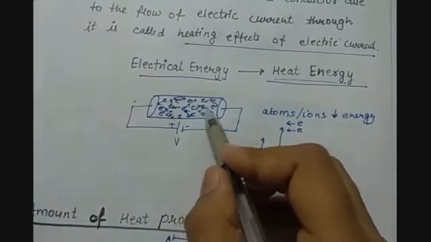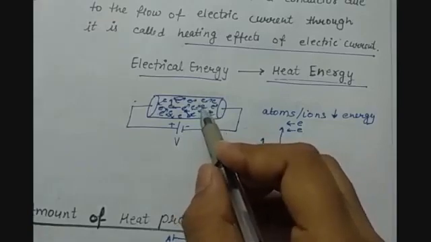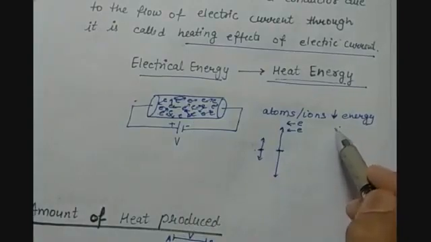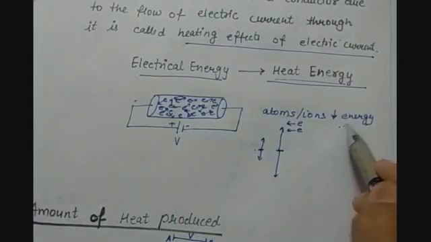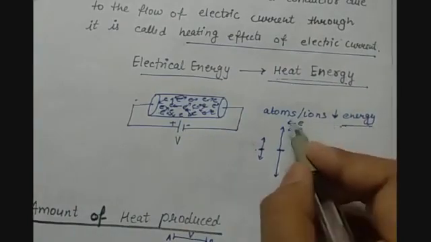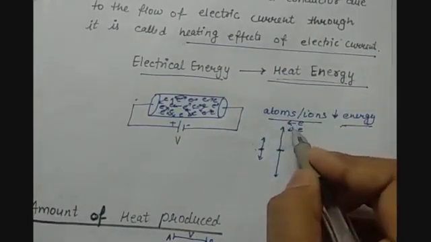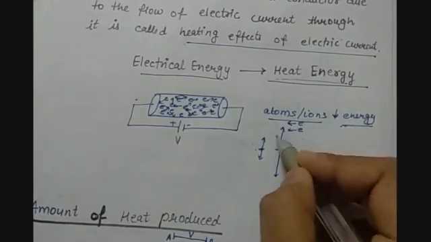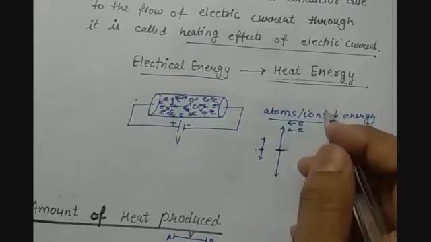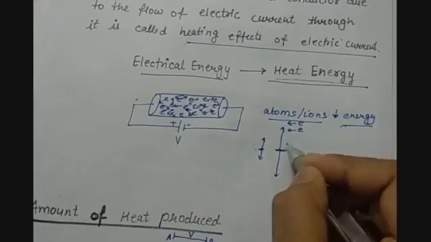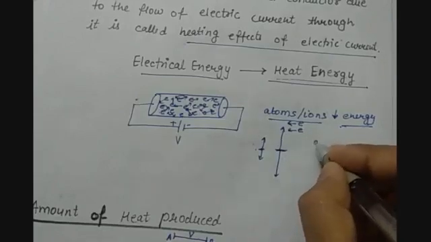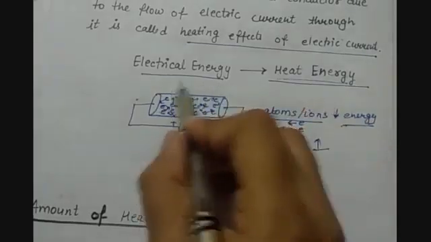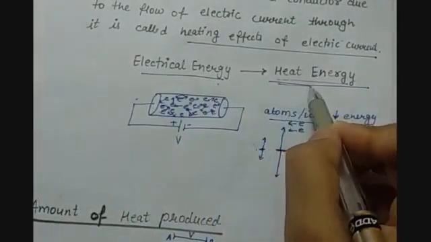and strike with the atoms or ions present in the conductor. In doing so, they transfer their kinetic energy to the atoms and ions, and the electrical energy of electrons decreases, but the atoms and ions get energy in the form of vibrational energy, and they start vibrating on their mean position. They start oscillating on their mean position with larger amplitude, and this increases the temperature of the conductor. This we have discussed as well. So this is how electrical energy is being converted into heat energy.